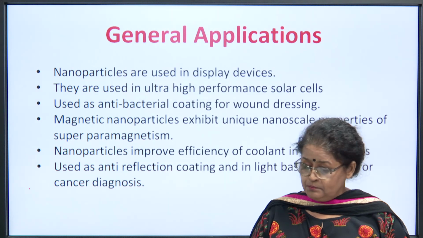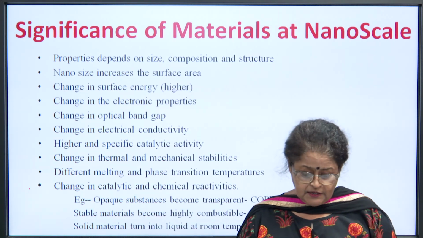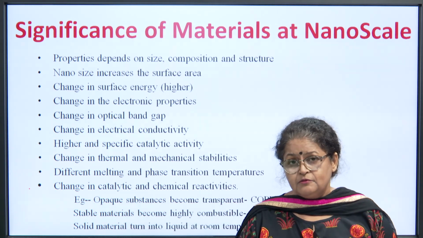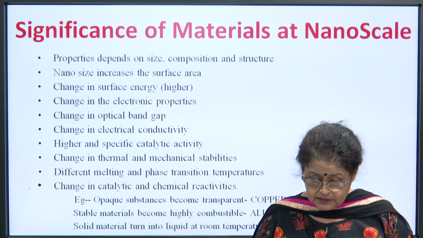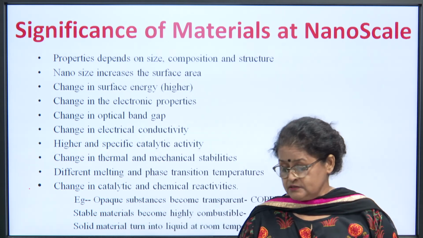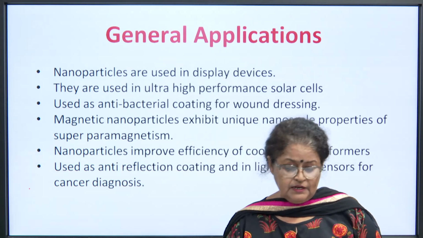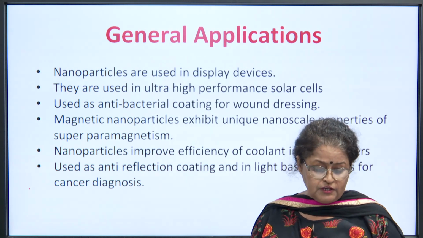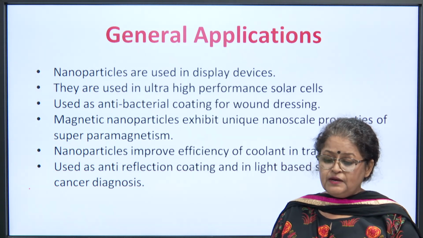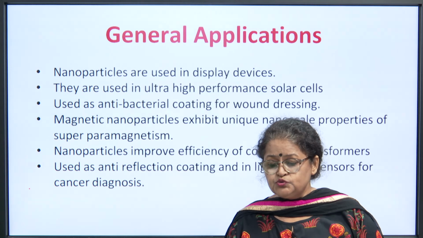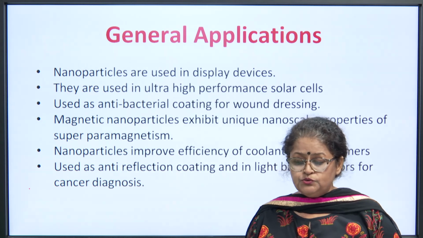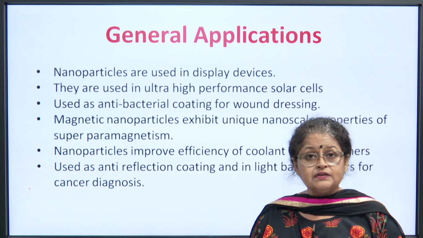So, we took a few examples earlier like copper, aluminium. For example, platinum, we know it's an inert metal, but on nanoscale it is used as a catalyst. Silicon we know is an insulator and becomes a conductor when taken at nanoscale. So, let us talk of some general applications of nanomaterials, and then we will move on to specific studies. Some of the general applications are: nanoparticles are used in display devices, they are used in ultra high performance solar cells, they are used in antibacterial coating for wound dressing.